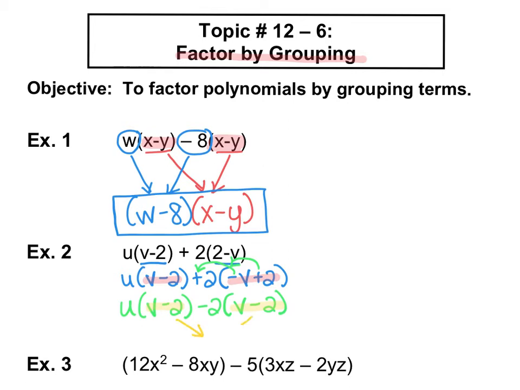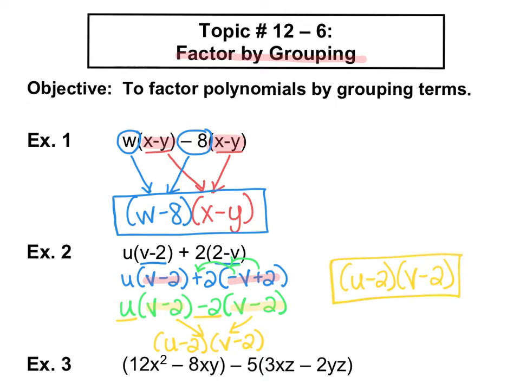So those will come together and make one of my terms, v minus 2. And u minus 2 will come together and make my second term. I'm a little crowded over here, so I'm going to rewrite it. What I've got is u minus 2 times v minus 2. So I just grouped the terms together. Everything in parentheses grouped to form one factor. Everything outside the parentheses grouped to form the second factor.